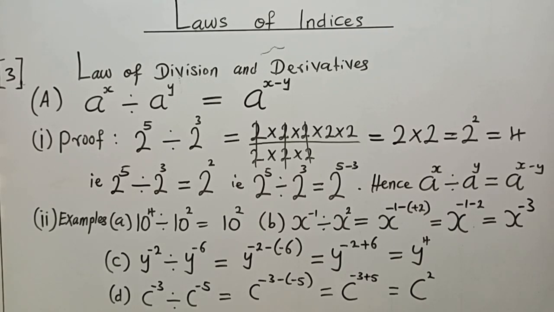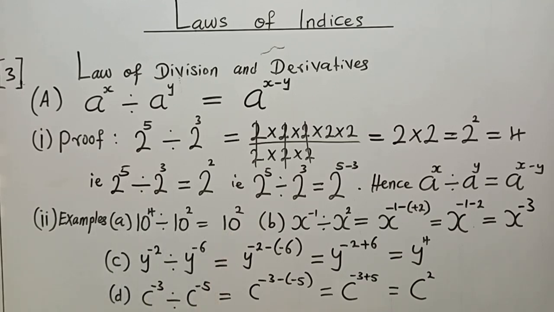And there we go. Example A says 10 to the power 4 divided by 10 to the power 2. First, let us find out if we are correct with respect to this law we give here. 10 to the power 4 is the same thing as 10,000. 10 to the power 2 is the same thing as 100 when converted to ordinary form. If we divide 10,000 by 100, what do we get? I believe we're going to get 100. And that 100 is the same thing as saying 10 to the power 2.